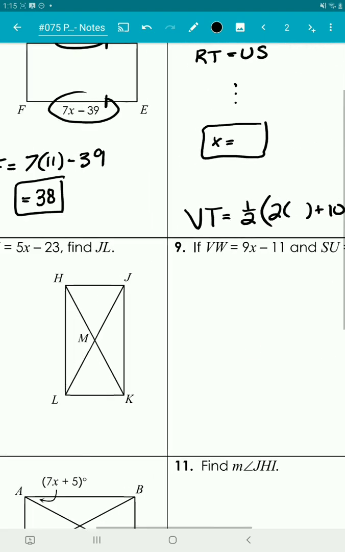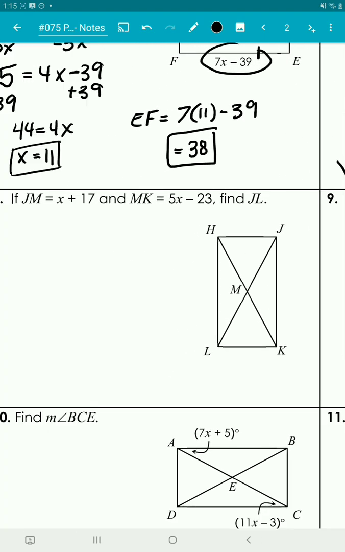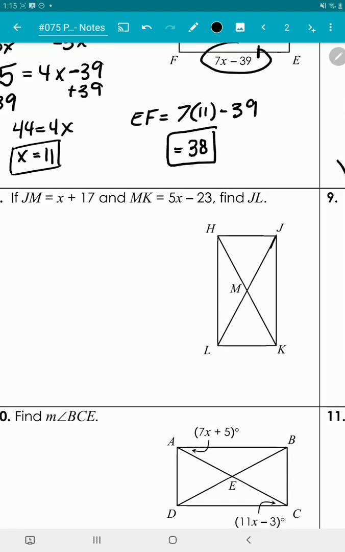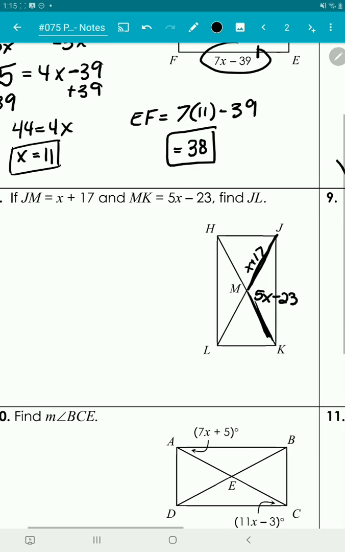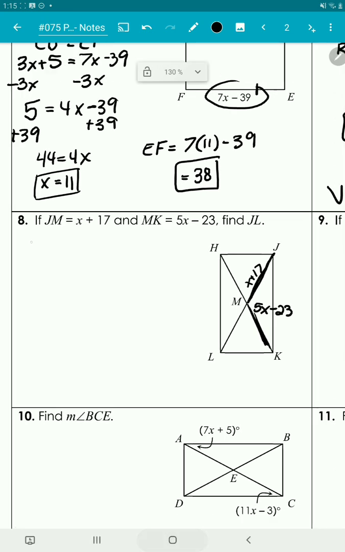Alrighty, so now let's look over at number 8. Okay, so JM, this part right here, is x plus 17. And then MK, this other half, is 5x minus 23. Since they're both just half of a diagonal, they're the same. So again, we have JM is equal to MK.